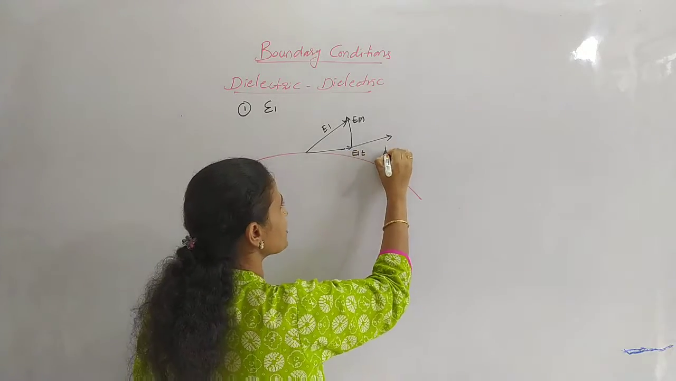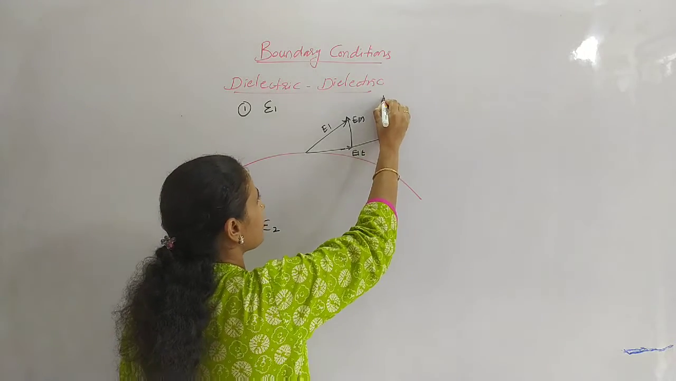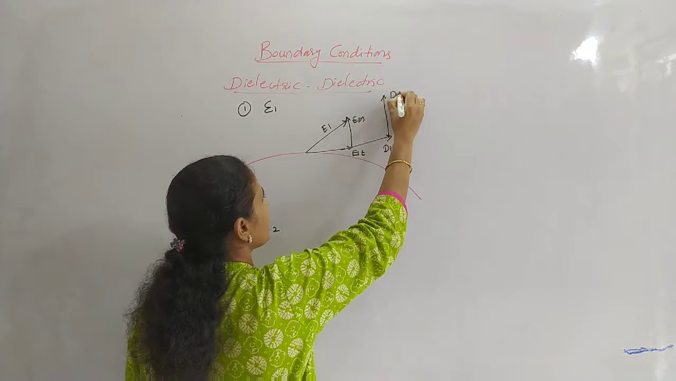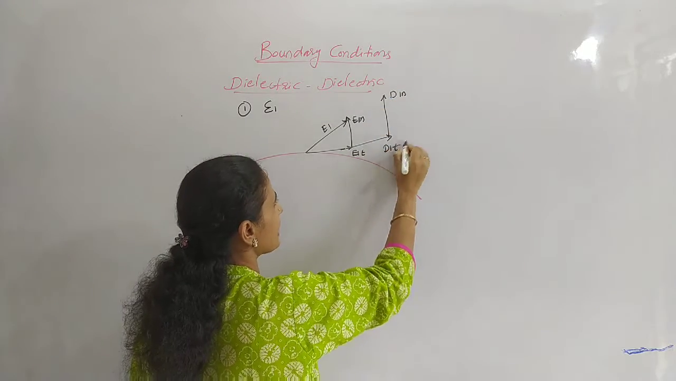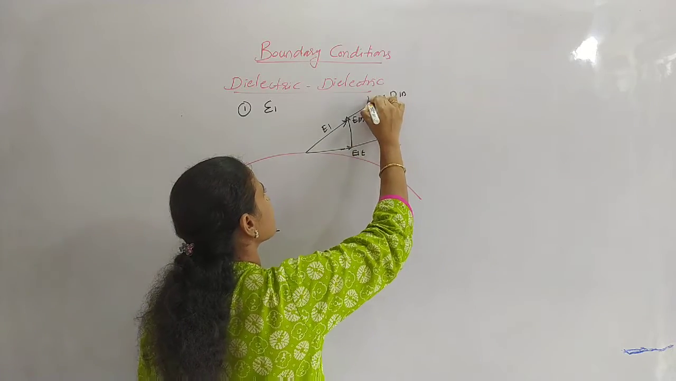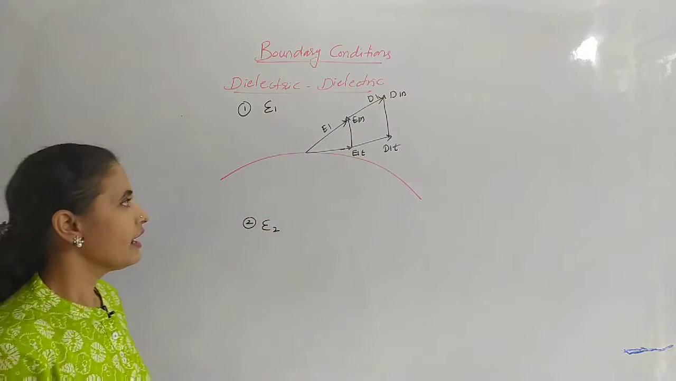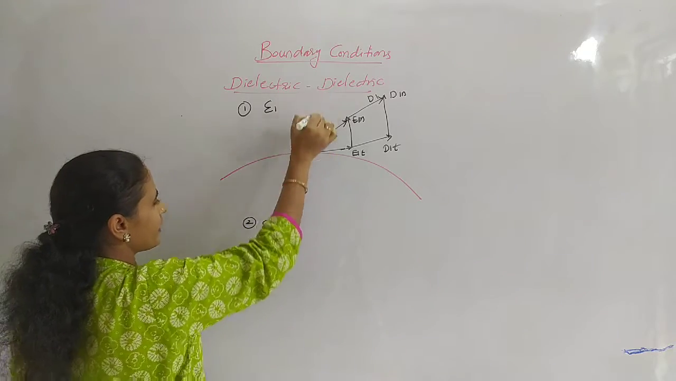Whatever the tangential and normal components of the electric field, we will be having the flux densities also. Let we have a tangential component of electric flux density and the normal component of electric flux density. This is the tangential and this is the normal component of electric flux density. Here we will be having D1. This is normal to the plane.